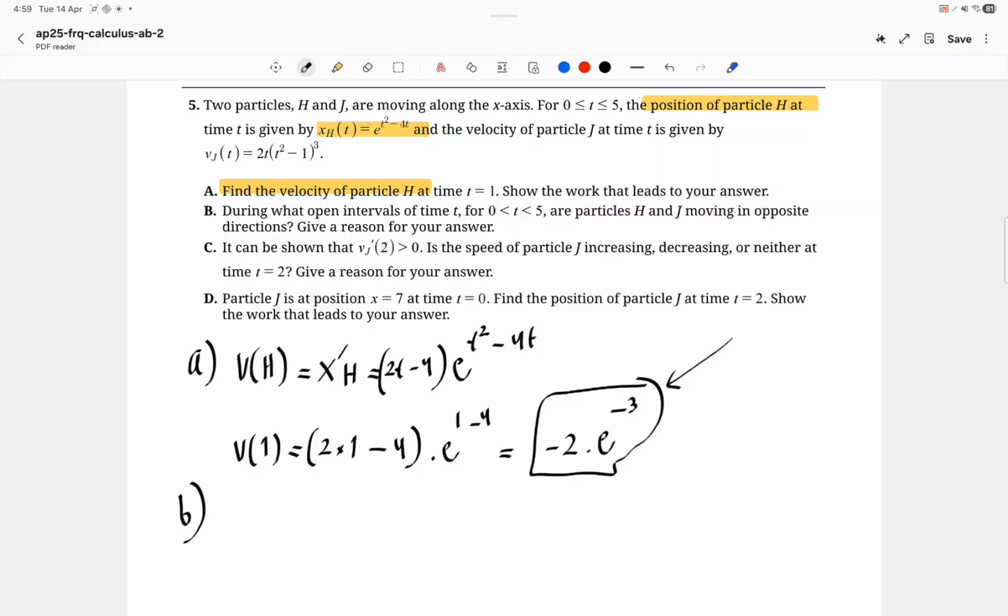We have to remember. During which open intervals from 0 to 5 are the particles H and J moving in the opposite directions? Now look. Find critical points at F prime, then see if they're positive or negative. Very good. So you're going to find when the V of H is equal to 0, when the V of J is equal to 0.